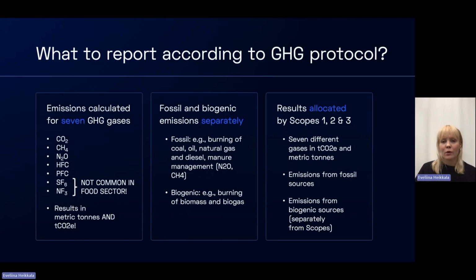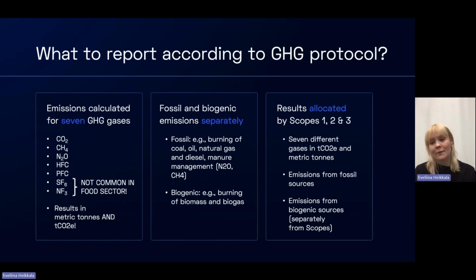So there are many protocols and standards that are giving guidance on how to report the scope 1 to 3 emissions or how to conduct the life cycle assessments of food products. But when it comes to scope 1 to 3 emission accounting, the GHG protocol is the internationally accepted framework for doing these calculations. And firstly, the emissions should be calculated for 7 different greenhouse gases. So carbon dioxide, methane, nitrous oxides, and then fluoride gases. And these results should be presented in metric tons of CO2 equivalents.